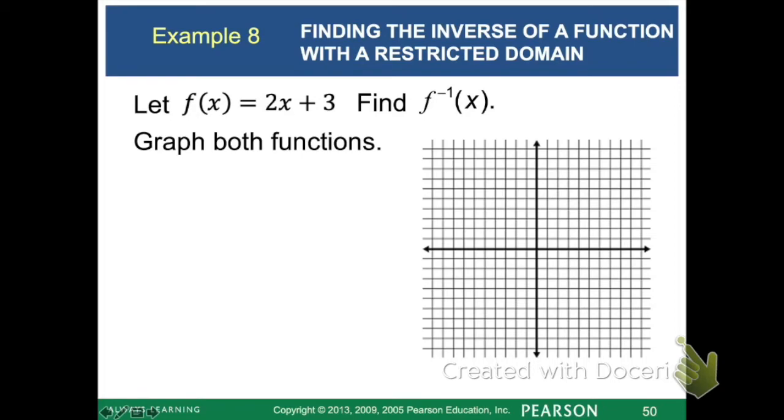Example 8, we're going to find our inverse function of f, and we're going to graph both of these functions on the graph. So first of all, let's start by graphing function f. It's a linear function, y equals mx plus b. So I know that I can graph this by starting at 3 on the y-intercept and then doing my slope, up 2 over 1, or I can go backwards, down 2, backwards 1. Now that I have those 3 points, I'm going to draw a table and put those 3 points in it.